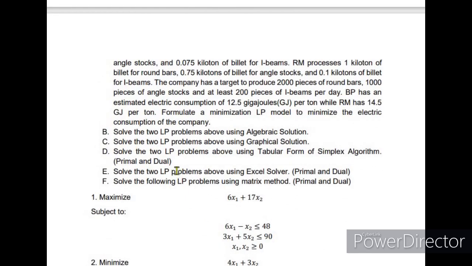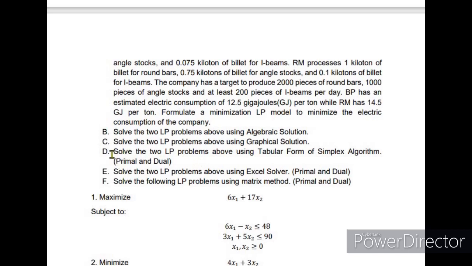Then for letter B, you will solve the LP problems above, 1 and 2, using algebraic solution. So in letter B, you will just solve the primal model. You will not solve the dual. Next, letter C, solve the 2 problems above using graphical. Again, you will just solve the primal. You will not solve the dual.